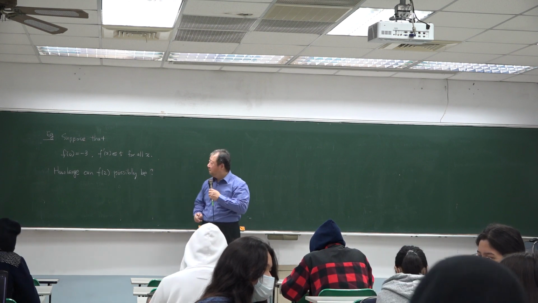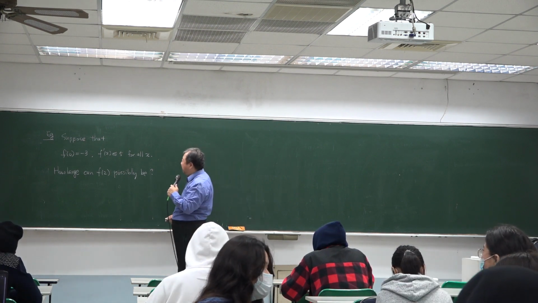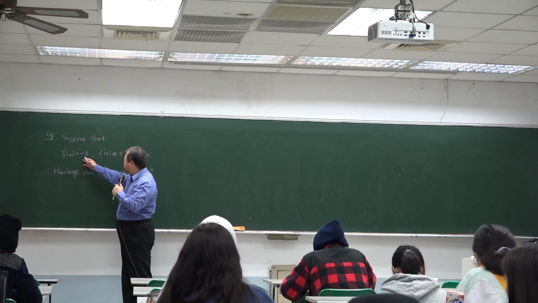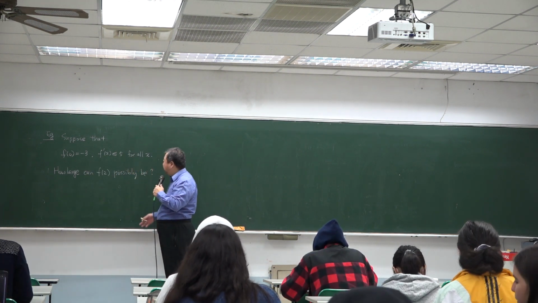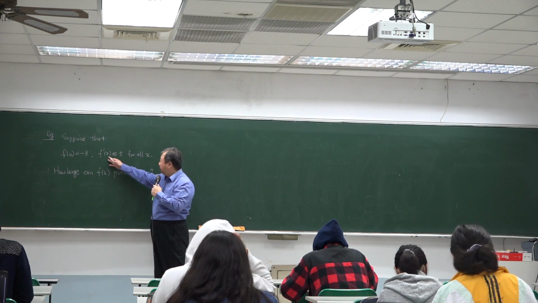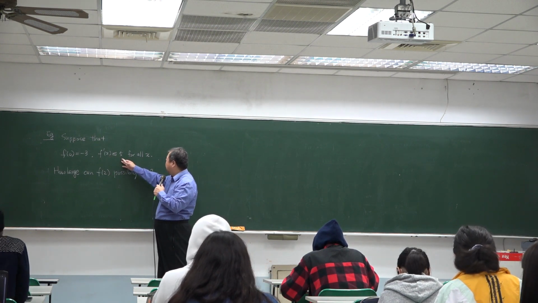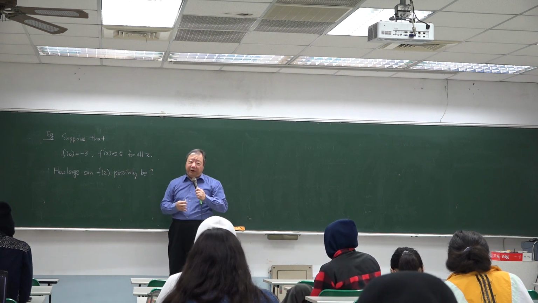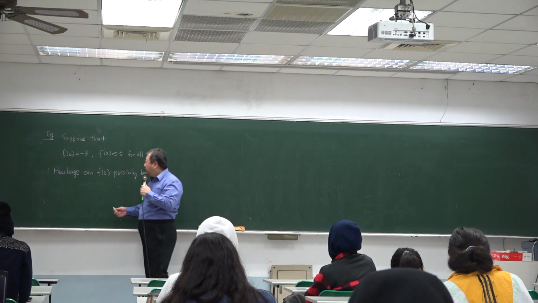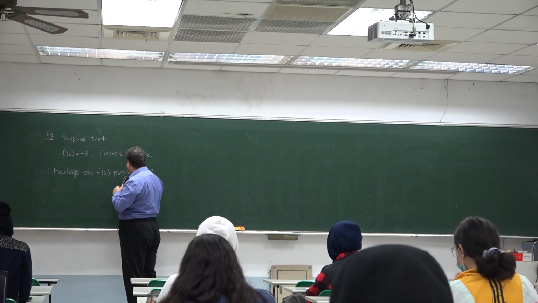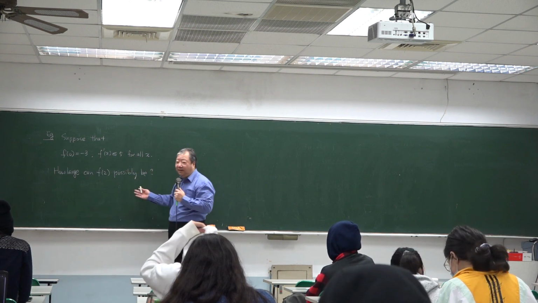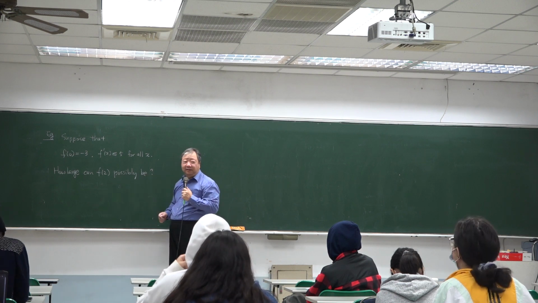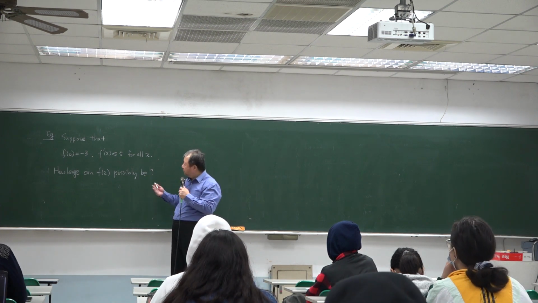One example. Suppose that a function f at 0 has the value -3, and the value of its derivative is always less than or equal to 5, which means this function is differentiable everywhere. How large can f(2) possibly be? How large can this value possibly be?